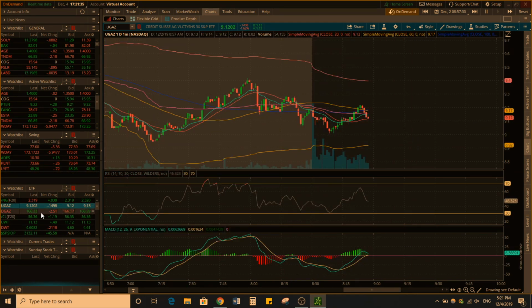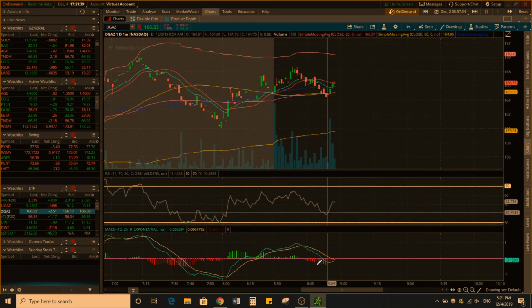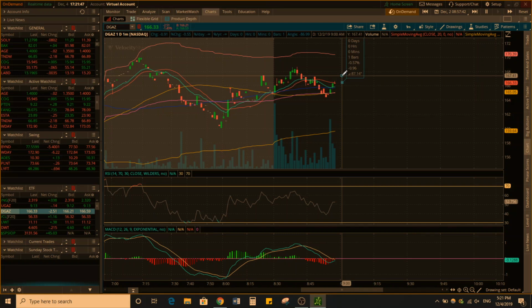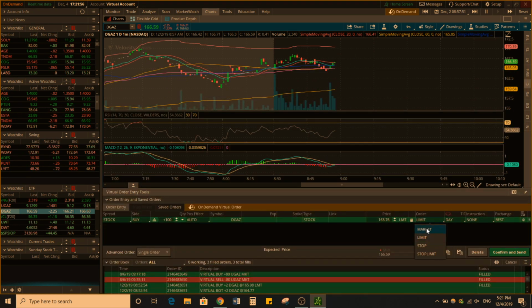Okay, UGAS looking good. DGAS also not bad. Oh, it's broken it. Let's see if it'll break this one. If it breaks this one, then I'll just buy it up to here, and that'll be it for me. So I'm gonna get this order ready, and then look at that. Okay, I'm gonna just buy it at market because it looks very good right now.